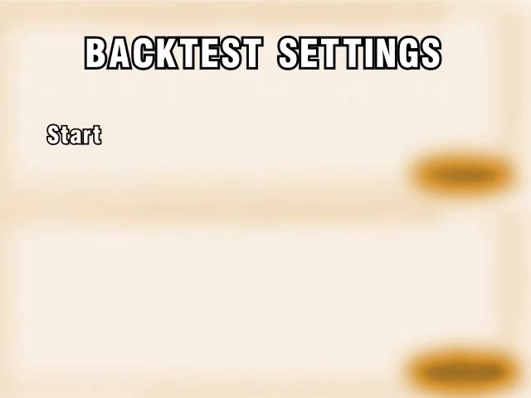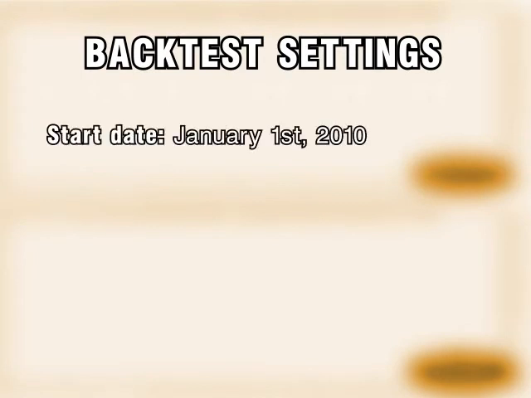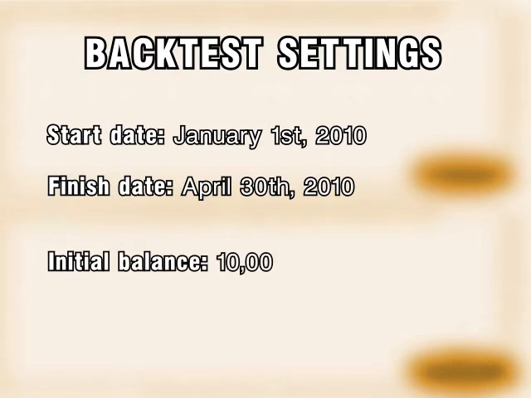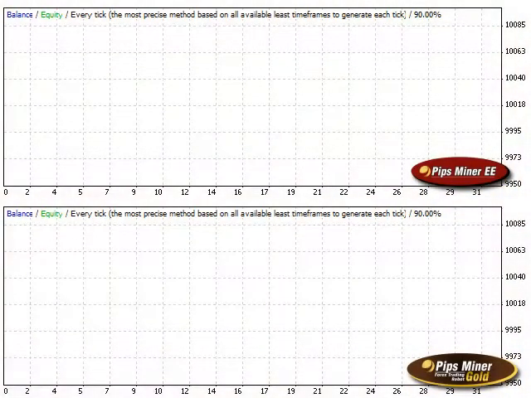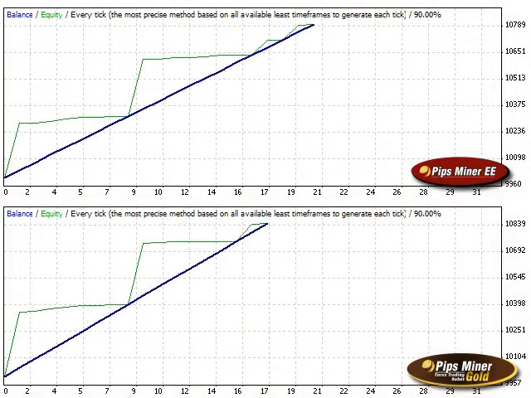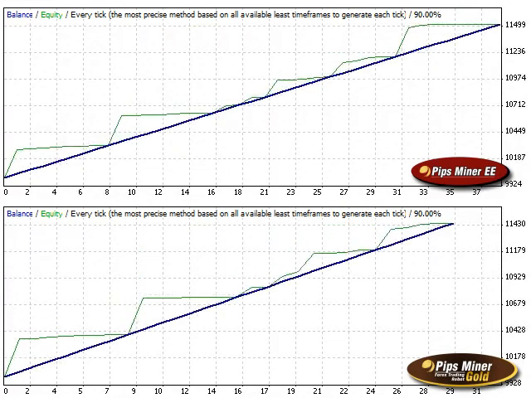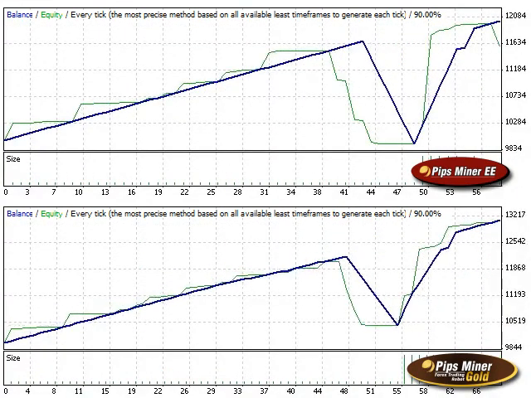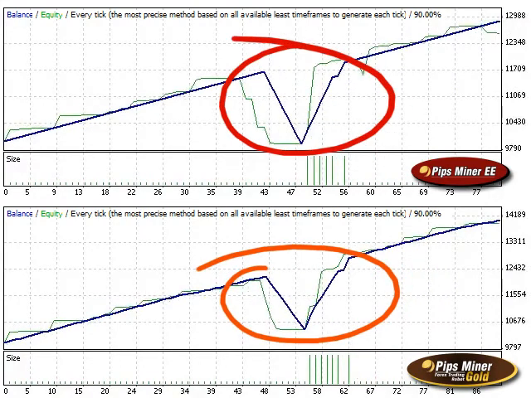We set up the starting date for both tests on January 1st and the finish date on April 30th, 2010. Both strategies start with an initial deposit of $10,000, trading with volume of 0.1 lot. With everything set up, we turn the tester on. In the beginning, both strategies progress in a similar way, and they even catch similar losses around order number 40.